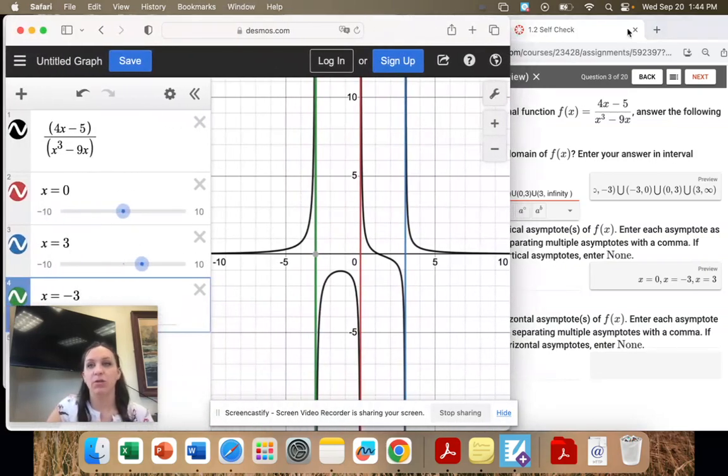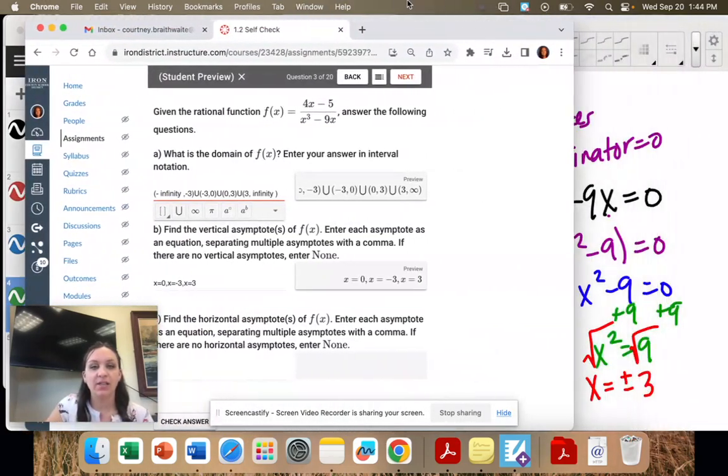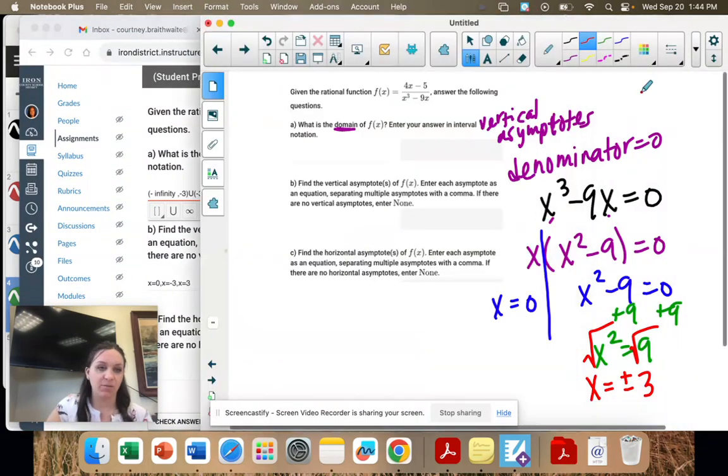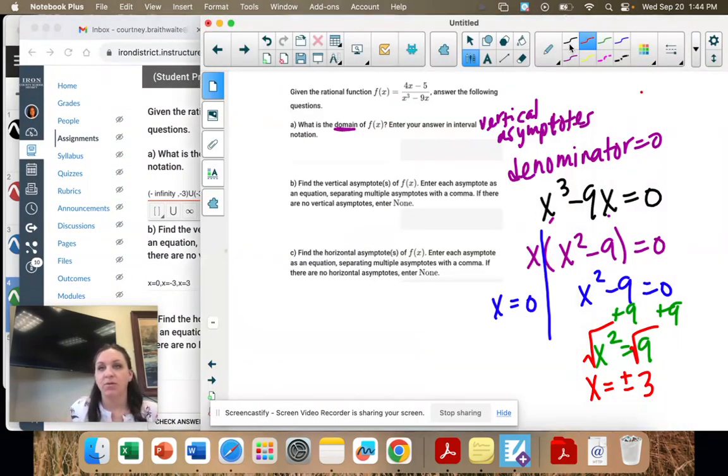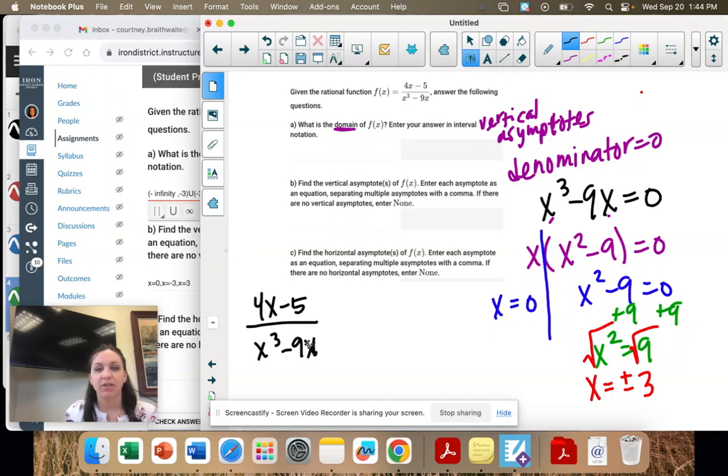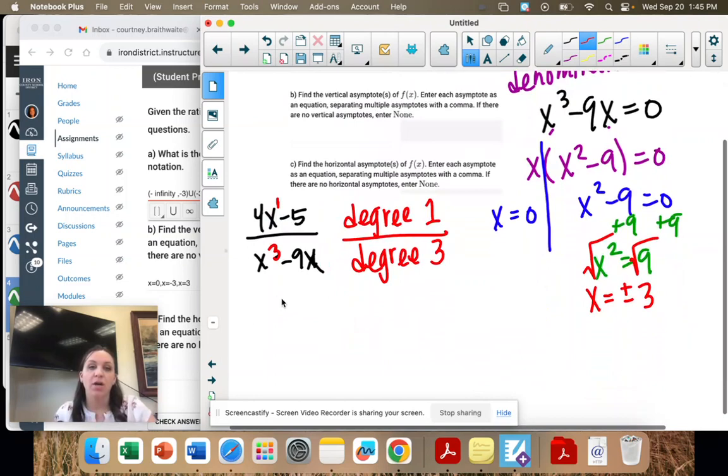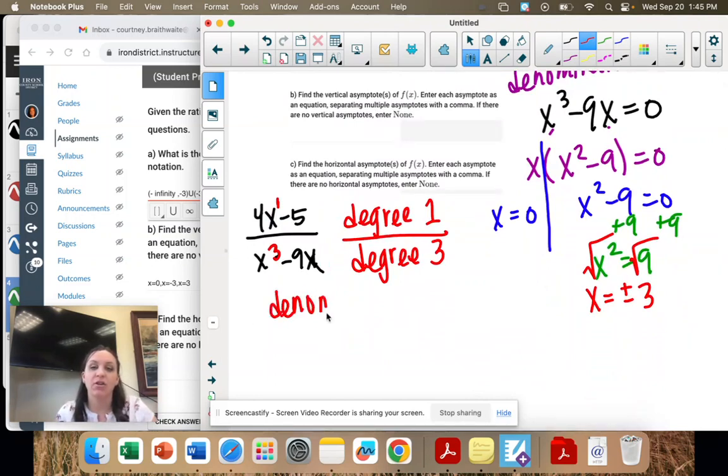Let me move my windows back. Okay, and our last thing is we're reviewing horizontal asymptotes. So remember there's 3 rules for that, and we have to look at the degree of the top and the bottom. So how many x's? So on our numerator, that's degree 1. And then on the denominator, what's the highest exponent? 3.